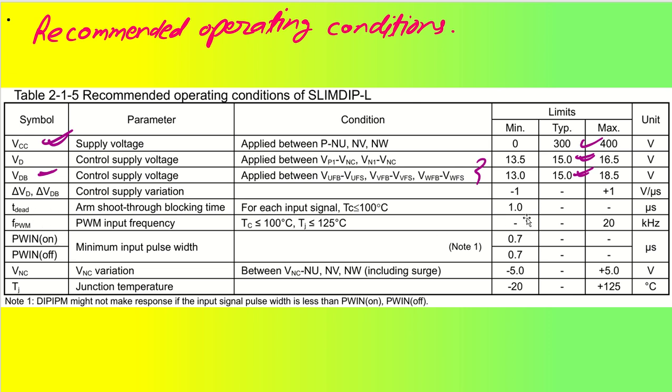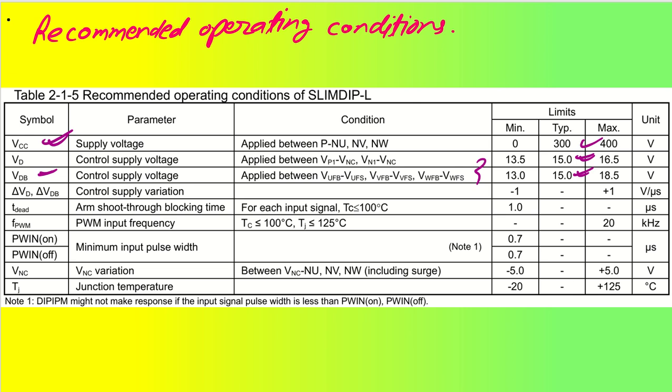We have dead time, which must be more than 1 microsecond, and PWM frequency, which must be less than 20 kilohertz. Generally we work with 5 kilohertz or 10 kilohertz. The PWM on and PWM off time must be more than 0.7 microsecond, which we have to take into account. We have VNC variation that can go from -5 volt to +5 volt, which is nothing but the ground potential. And the junction temperature must stay within the range of -20 degrees centigrade to 125 degrees centigrade.